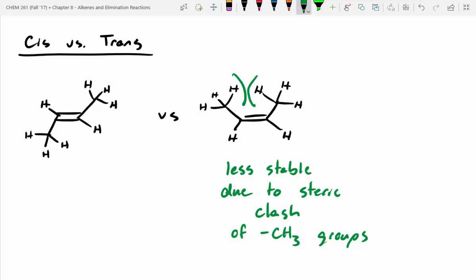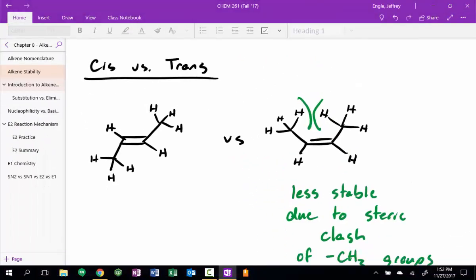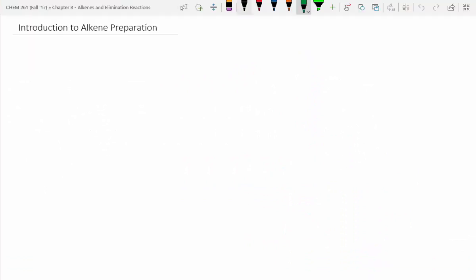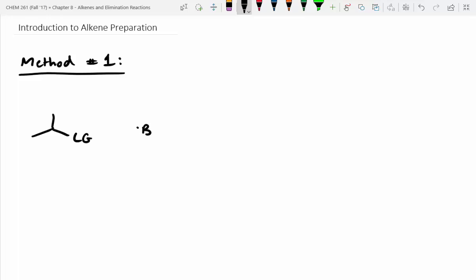All right, so now what we've got to do is get into the nitty-gritty of how to prepare alkenes. They're a little tricky, but it's related to substitution chemistry, which is why I wanted to master that before we continued on. So let's talk about how to prepare alkenes. There's a couple different methods, so let's stick with method 1 first. In method 1, you're going to have some sort of leaving group. I'm just going to keep it generic like before. And you've got to have some base. This base needs to be a pretty strong base. So let's make a note of that.